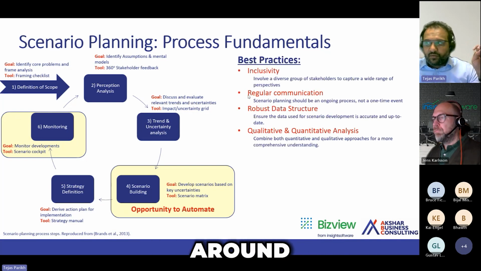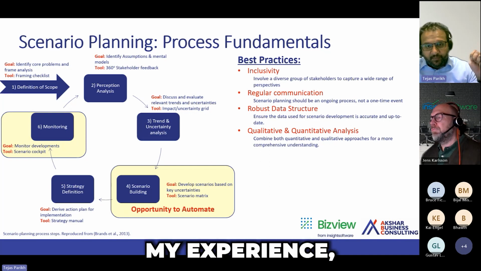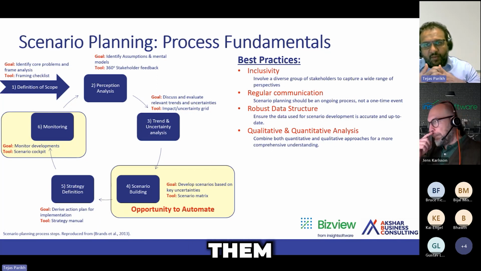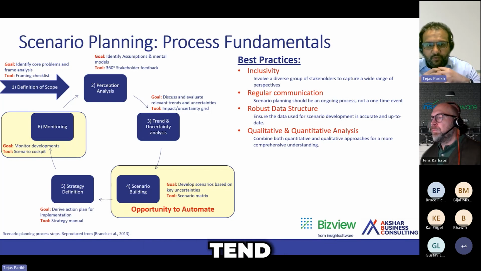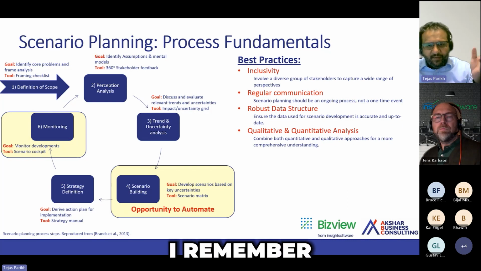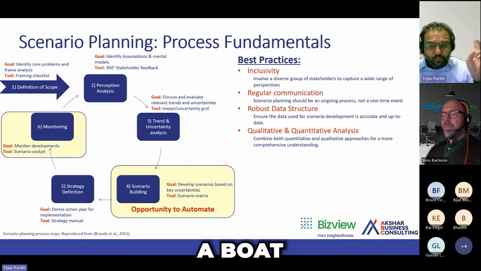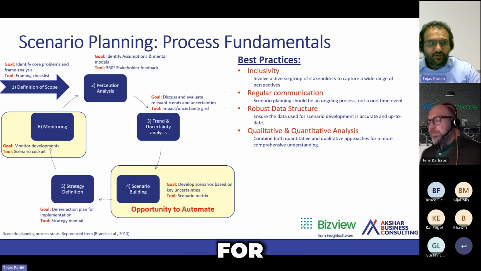What are the best practices around it? I think inclusivity is one which I have always found finance to be lacking on, in my experience. We need to talk to genuinely just enough people and include them in the process of scenario modeling, because there are risks which we tend to overlook just because we assume it should be fine. Especially in the case of raw material and supply routes, I remember, I think it was summer this year or last year, a boat got stuck in the English Channel, and because of which the whole supply chain got chock-a-block for 3 months, right?